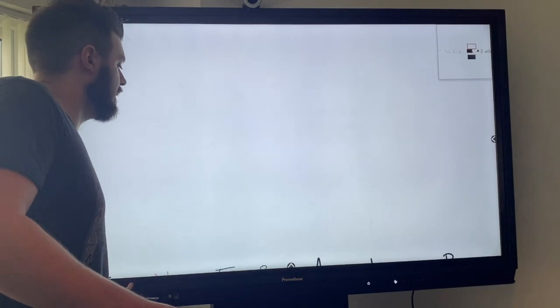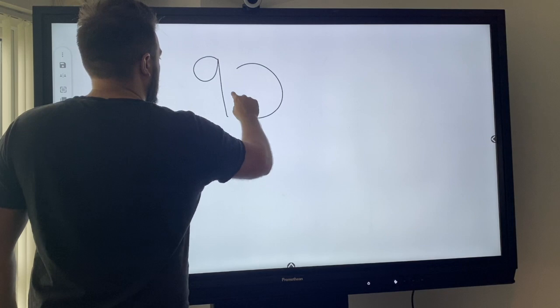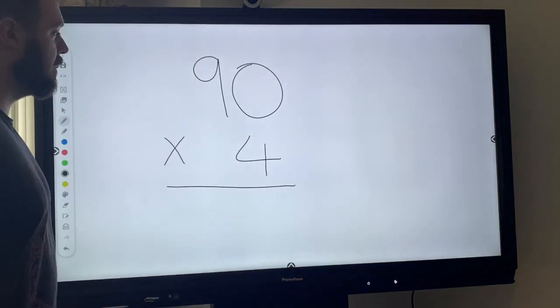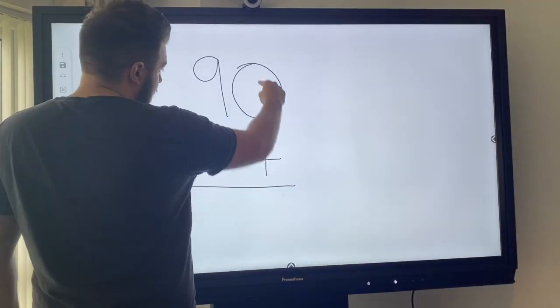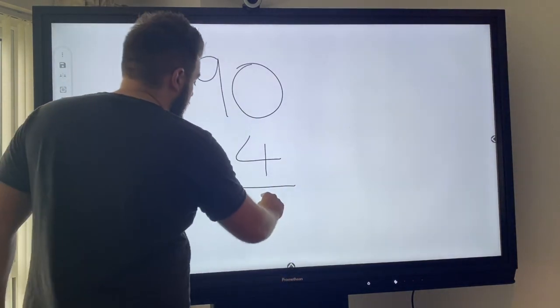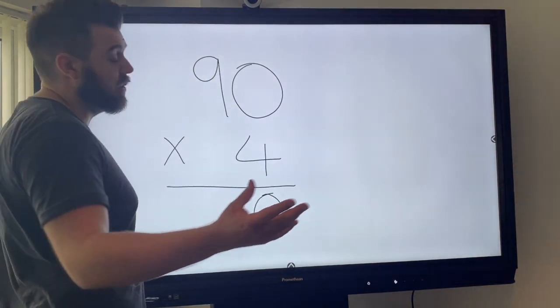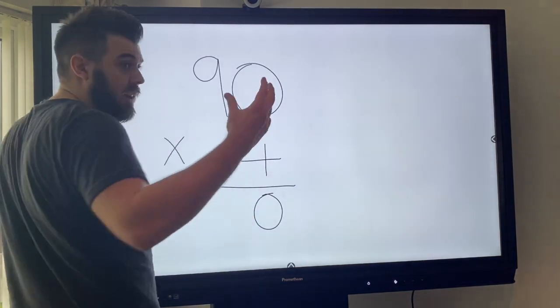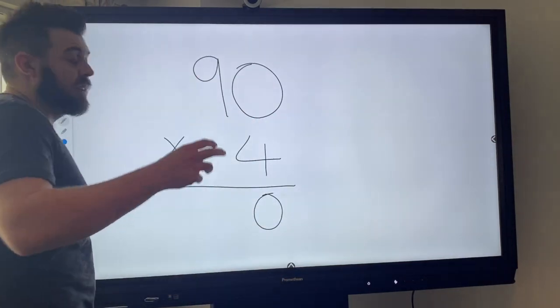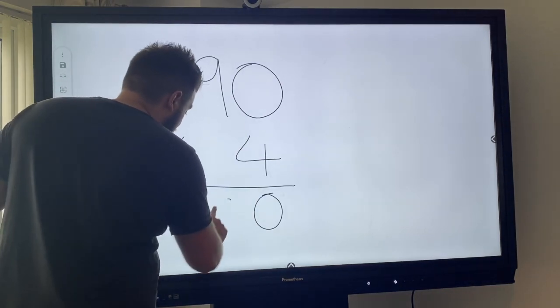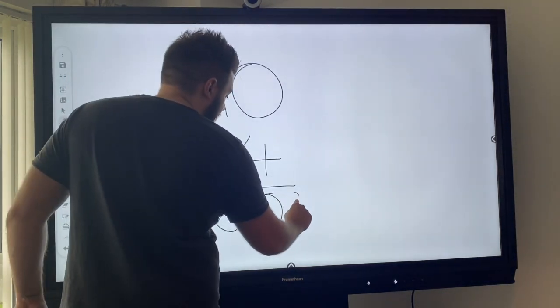Let's do that now. So 90, we'll do it in black here. And we can do it both ways. Now, I'm sure you've done multiplication before, but we'll do it together anyway. 4 times 0, so we think of our 4 times tables, and the first one of those is 4 times 0, it's going to be 0, because 0 times anything is always 0. And then 4 times 9, so going through our 4 times tables, 4 times 6, 4 times 7, 4 times 8, 4 times 9, letting you get a chance to do it, it's 36, and the answer is 360 degrees.